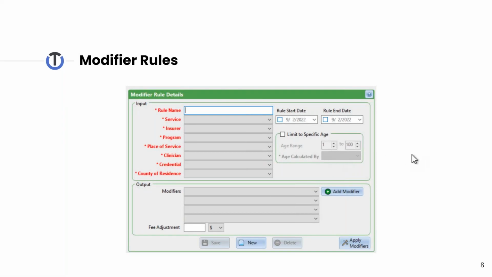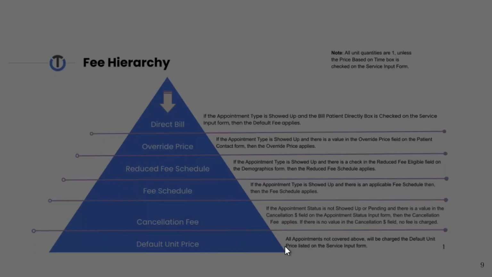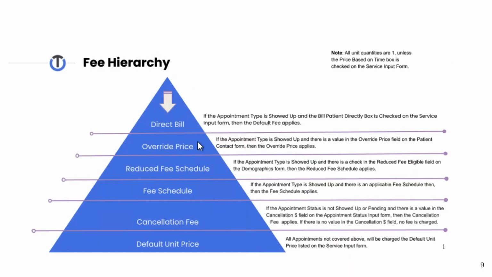And then we have modifier rules. Once we start to transition the claim, those modifier rules are going to be applied. So we'll go through and look at anything here. And then the fee will be calculated.